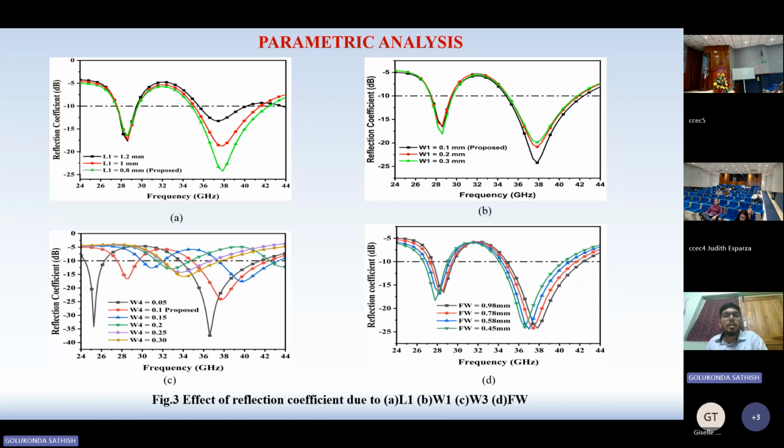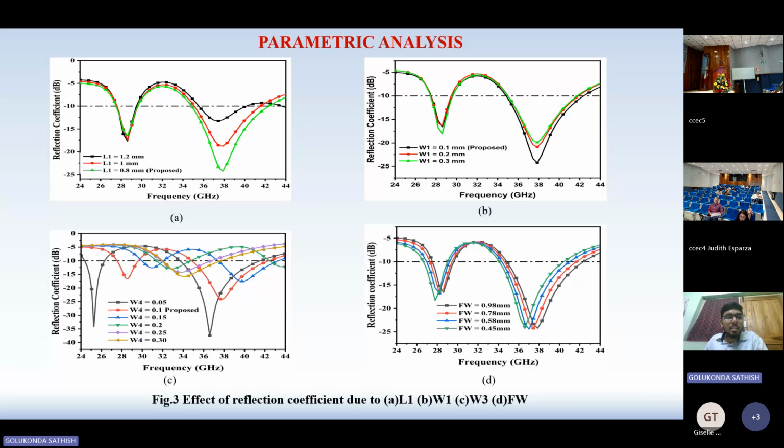Parametric analysis. Figure A shows the inset feed length: as the inset feed length increases, the impedance match decreases at the upper band, but there is no change in the lower band. In figure B, we can see that by increasing the inset feed width, the impedance match is decreasing.